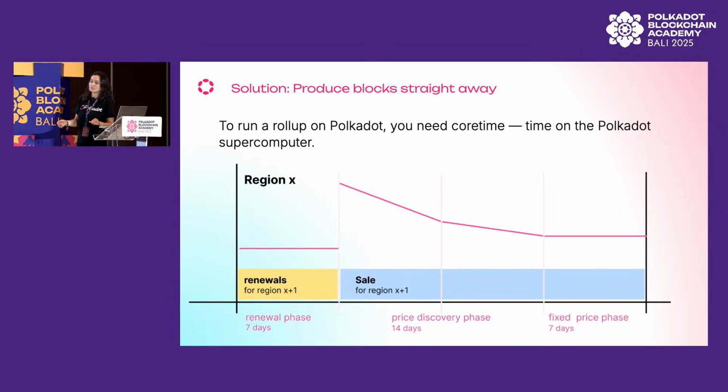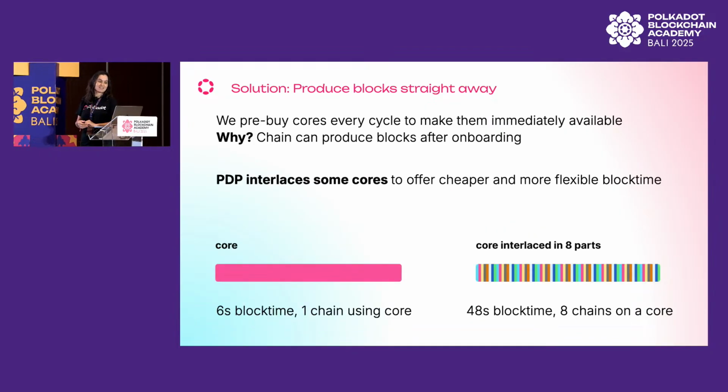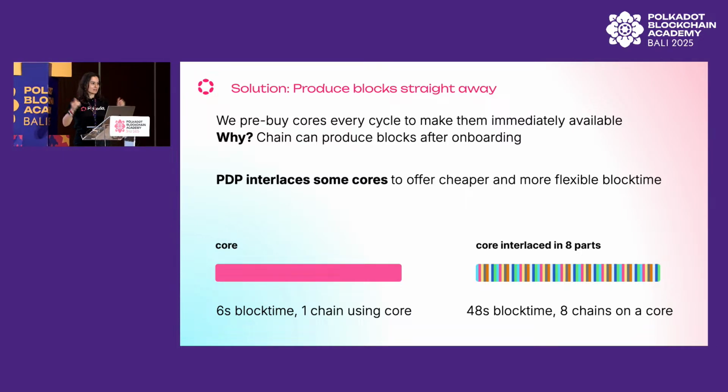So what we're doing is we are buying cores in advance, and we are providing full cores to users with 6-second block time. So basically, it's the best. And then we're also interlacing cores, which means that this interlaced core can host up to 8 different chains. So 8 different chains can use this core. The number 8 is something we decided, so it's interlaced in 8 parts.